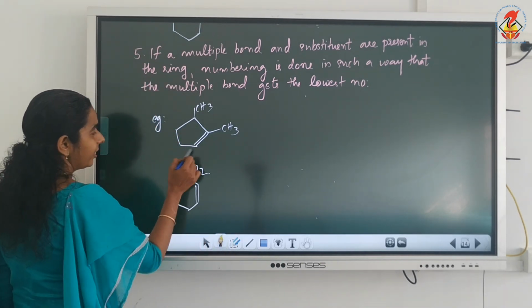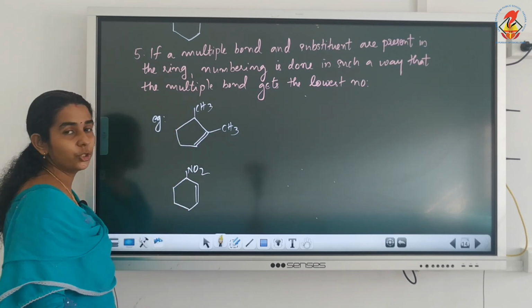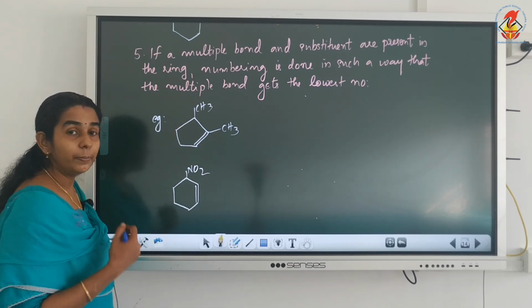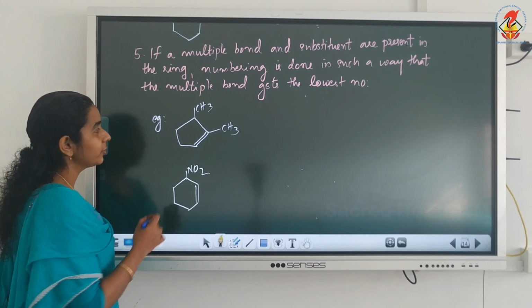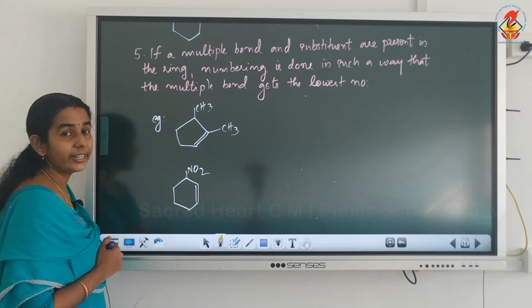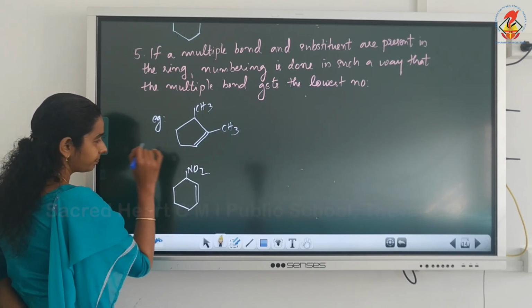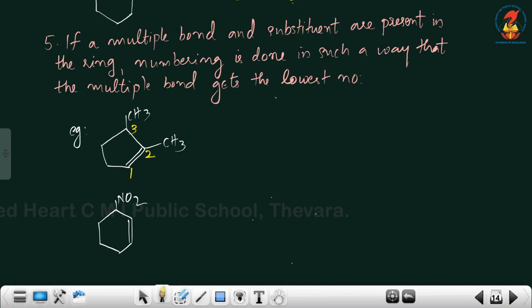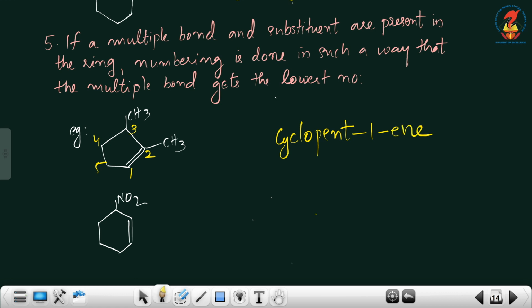So here we have a ring with a double bond and 2 substituents. So how should we number? The double bonded carbon should get the lowest possible number. So either we can go in the clockwise direction or anti-clockwise. So here how should we go to get the lowest possible number? Start from here. 2, 3, 4, 5. So what is it actually? The parent is cyclopent. There is a double bond between carbons 1 and 2. So cyclopent-1-ene. There is no functional group present. So there is no secondary suffix.